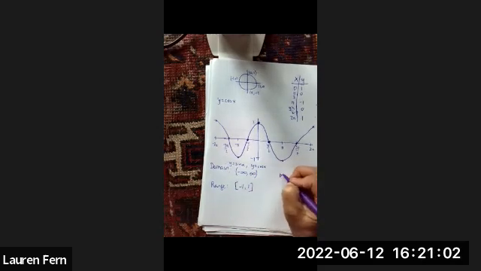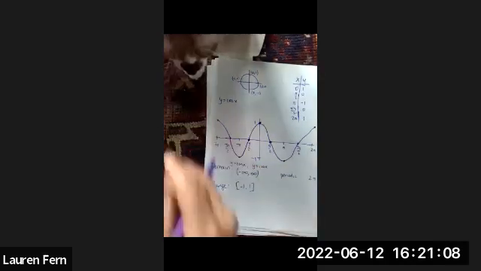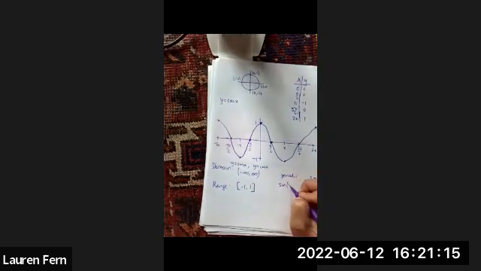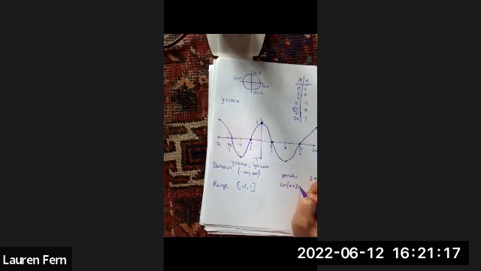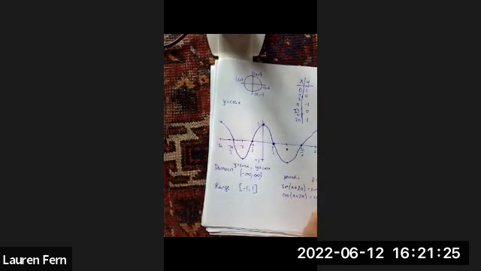And we also note that these functions are periodic with a period of 2 pi. In other words, the sine of x plus 2 pi is equal to the sine of x, and the cosine of x plus 2 pi is equal to the cosine of x.